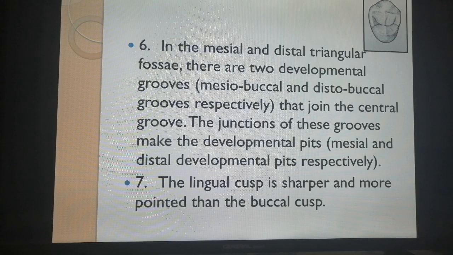Number 6, in the mesial and distal triangular fossa, there are two developmental grooves, mesiobuccal and distobuccal grooves, respectively, that join the central groove. The junctions of these grooves make the developmental pits, mesial and distal developmental pits, respectively. Number 7, the lingual cusp is sharper and more pointed than the buccal cusp.